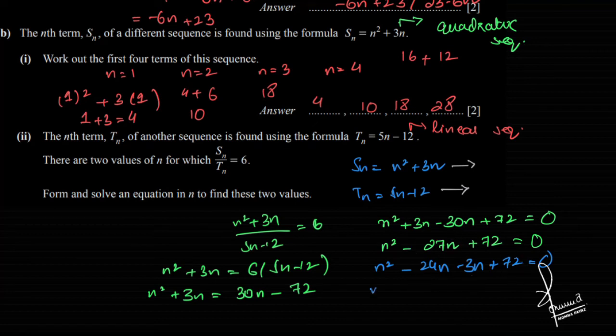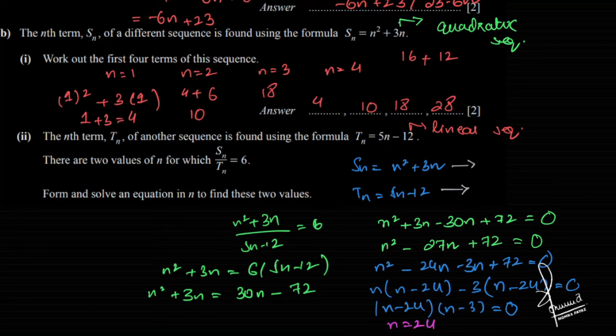So I'm going to take n common, n minus 24, minus 3 common from this side, n minus 24 again is equal to 0. अब आप n minus 24 common ले लो, तो n minus 24 into n minus 3 is equals to 0. Now you're multiplying two things together to get 0. आपके पास दो ही केसेस हो सकते हैं, या this is equal to 0 या this is equal to 0. So n minus 24 is equals to 0 से आपके पास n is equals to 24 आ जाएगा, यहाँ से n is equals to 3 आ जाएगा, which are your answers for n.